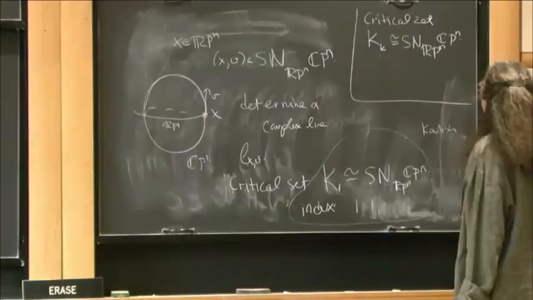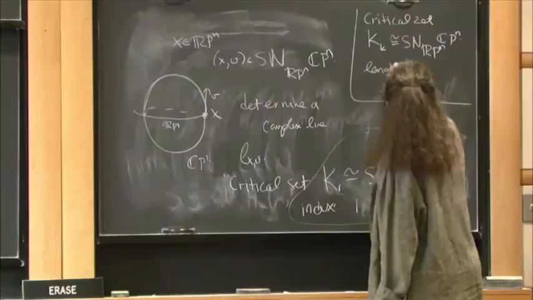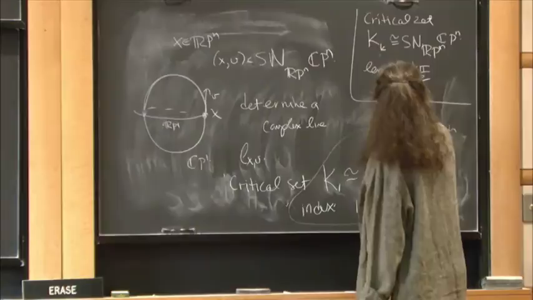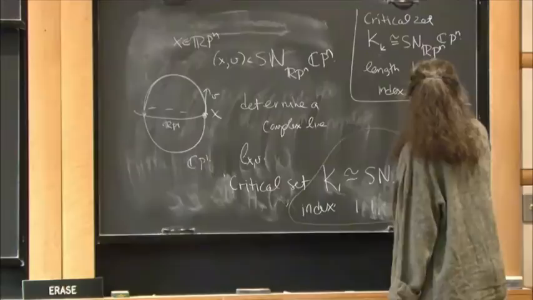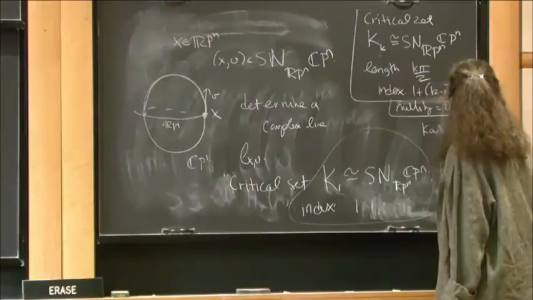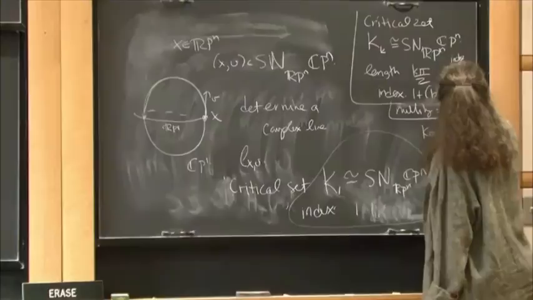And these have length k pi over 2, right? This is length pi over 2, so these have length k pi over 2, and this is the index that I wrote down there, sorry. So this has index 1 plus k minus 1 times n. And the nullity is 2n minus 1. So when you add them together, you get the index plus nullity is equal to k plus 1 times n.